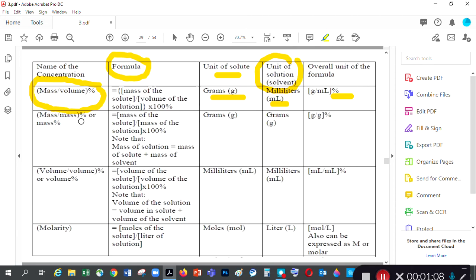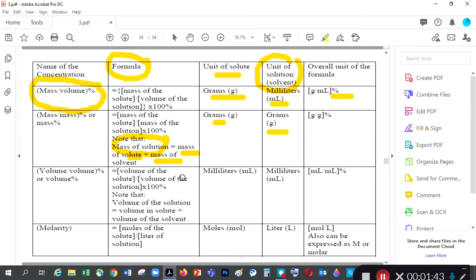Mass over mass percentage, now we have to introduce the mass of the solvent. So the same definition, mass of the solute divided by the mass of the solution. However, mass of the solution here is defined as mass of the solute plus mass of the solvent. The solute unit is grams, and the solution, which is mass of the solute plus mass of the solvent, in grams, and then multiplied by 100%.